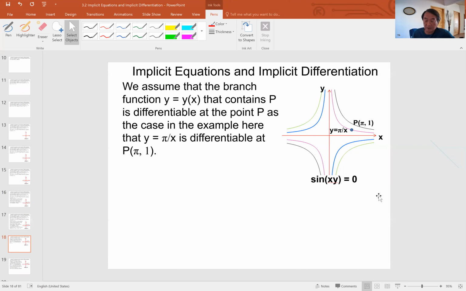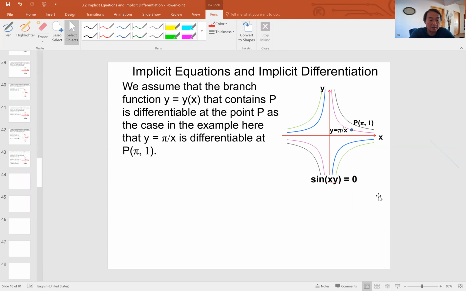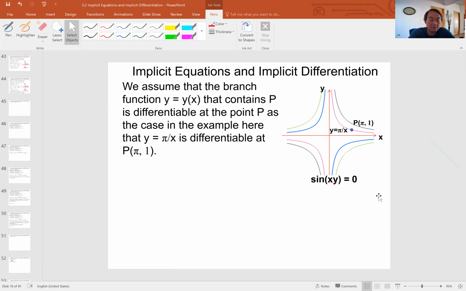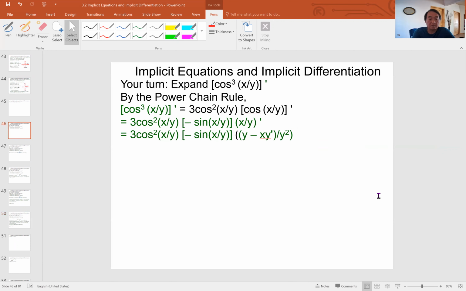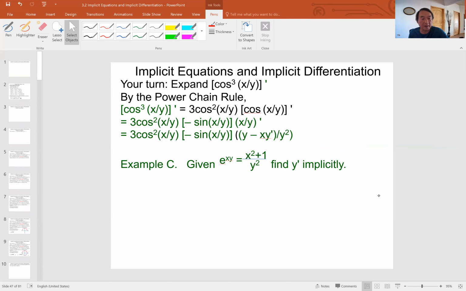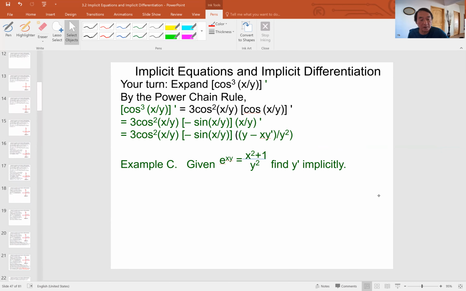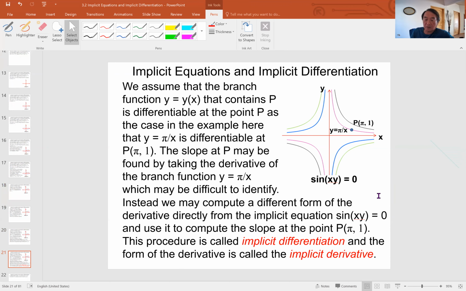This is a very simple function. But if I go to some other function, a very messy one like this, with all the x's and y's mixed up, it's very difficult for me to solve for y equal to some function in x, like pi over x here. So is there another way to do it? The answer is yes. This is something we call implicit differentiation.